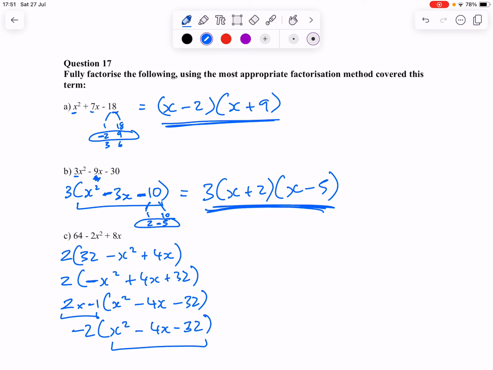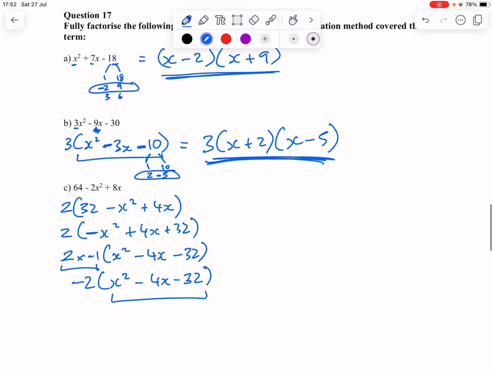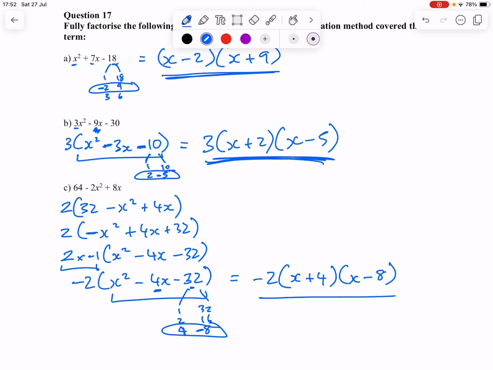Factorize this now. 32 isn't a square number. It's not 2 terms, so this is going to be sum and product rule. 1 and 32, 2 and 16, 4 and 8. Next one's 8 and 4, so we'll stop there. 1 and 32 will never get 4. 2 and 16 will never get 4. 4 and 8 will. I need negative 4, so 4 take 8 will probably work, and 4 times by negative 8 will be negative 32. So what does this factorize to? Negative 2 on the outside, x plus 4, x take 8.